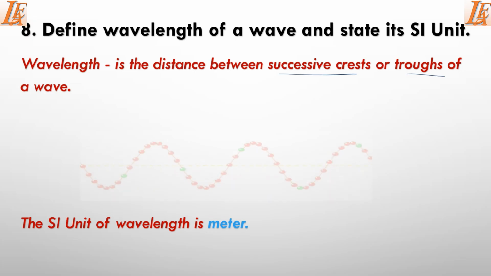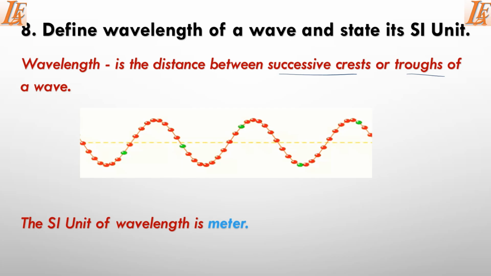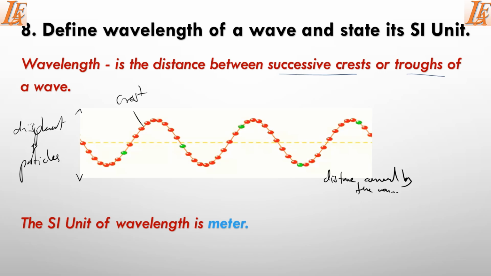Therefore, in this case, if you have a wave train like this one, with this vertical axis showing displacement of particles, while the horizontal axis shows distance covered by the wave, you have to look at the first crest. This is the crest. Then you look at the immediate crest, which is coming after the first crest. This one here is another crest. So the distance between this crest and this crest is what we call the wavelength.